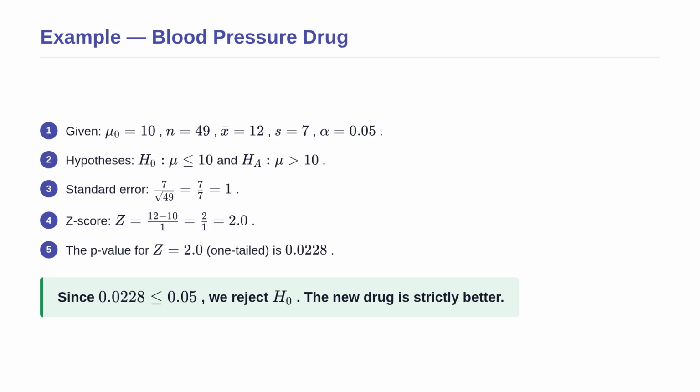Because they want to prove it lowers pressure more, we use a one-tailed test. The alternative hypothesis is that the mean drop is strictly greater than 10. We calculate the standard error by dividing 7 by the square root of 49, which simplifies beautifully to 1. Our z-score is the difference of 2 divided by 1, giving us 2.0. The standard normal table tells us the p-value is 0.0228. Since this is less than 0.05, we reject the null hypothesis. The new medication is statistically significantly better at lowering blood pressure.